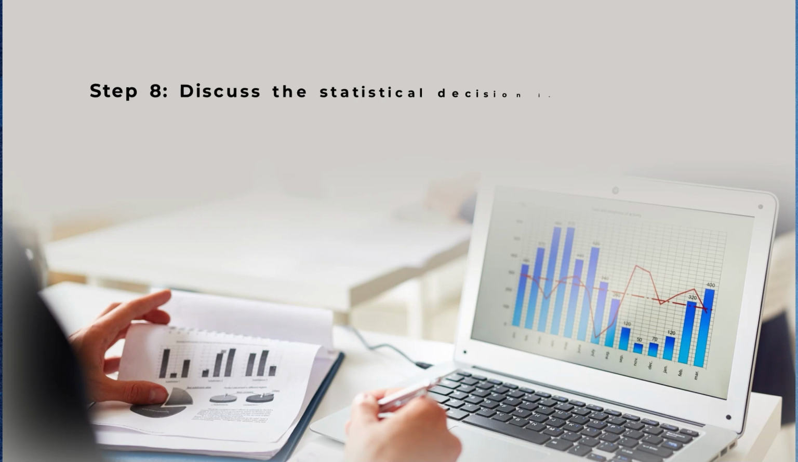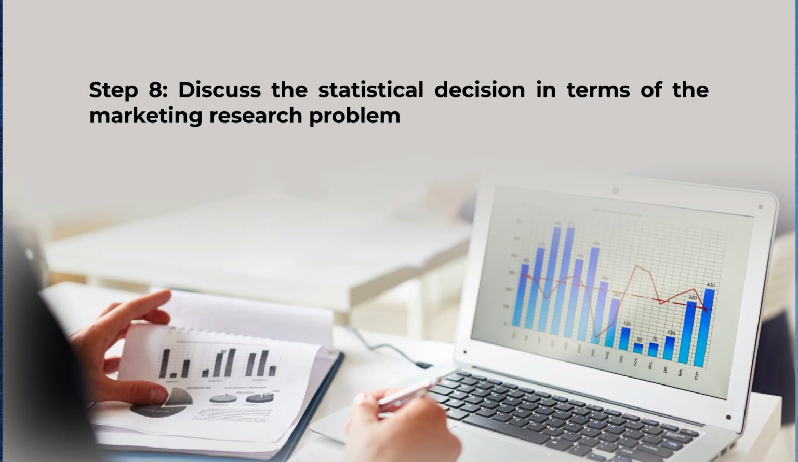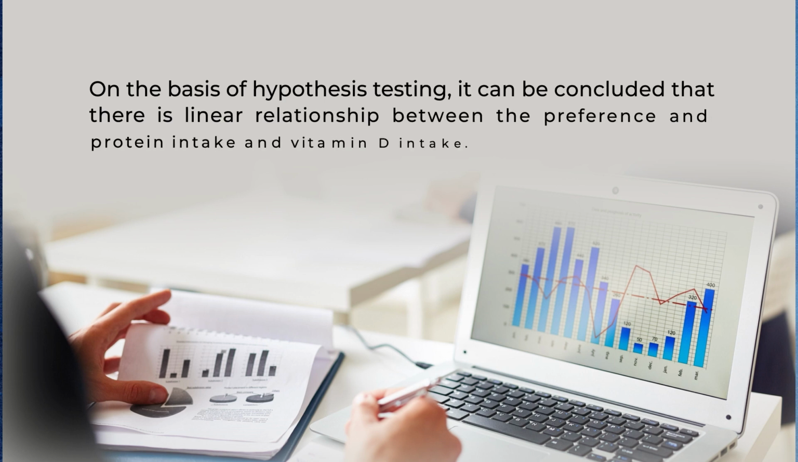Now, step 8 is to discuss the statistical decision in terms of the marketing research problem. On the basis of hypothesis testing, it can be concluded that there is a linear relationship between the preference and protein intake and vitamin D intake. So, the null hypothesis, stated as there is no linear relationship between the preference and protein intake and vitamin D intake, is rejected, as there was strong evidence to support a change and the alternative hypothesis was accepted.